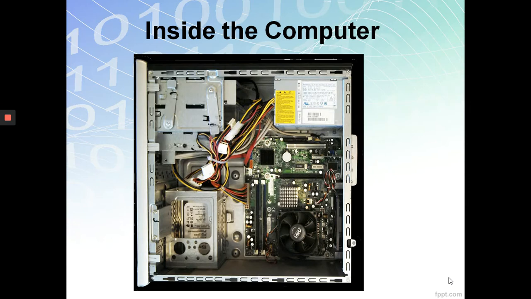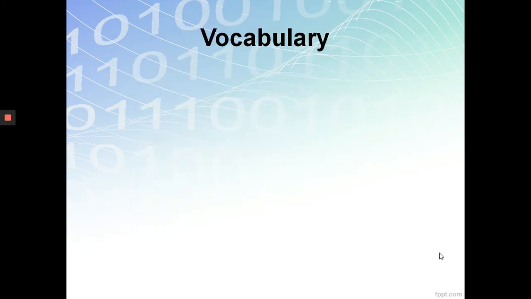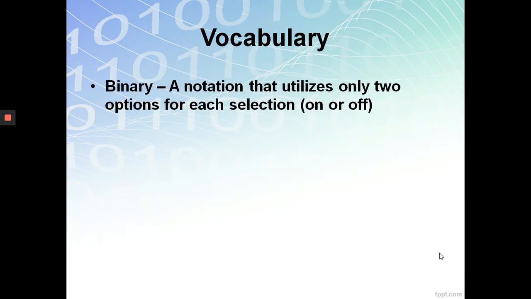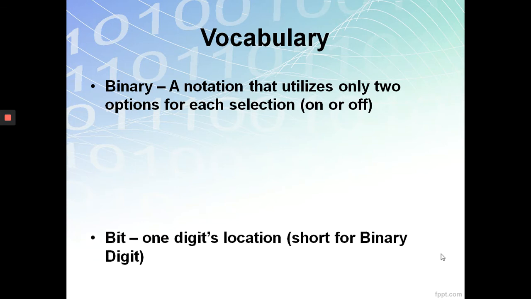When I look inside the computer, I see storage, some wires, a central processing unit, a fan, and other pieces. And if I want to communicate with this computer, I have to speak its language. The computers today speak binary. Binary is a notation that utilizes only two options for each selection, either on or off.